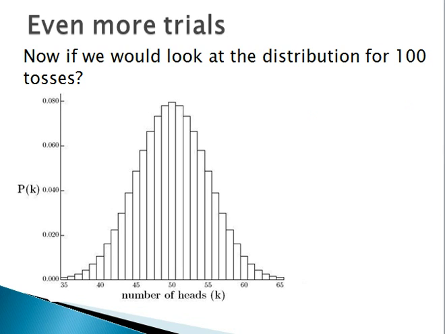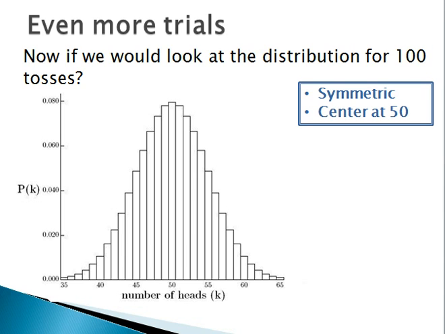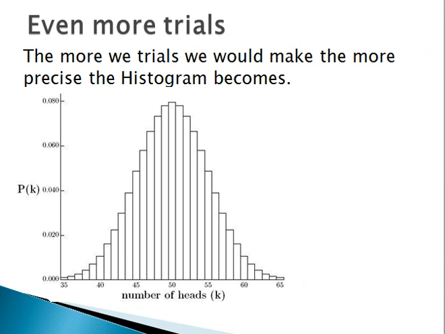Now, if we do it 100 times, this is the graph that we'll get. And you see that everything beyond 35 and 65 is not listed here because those values are really unlikely to get. They're not impossible, but they're unlikely, so they're not shown in this graph. And again, center around 50.